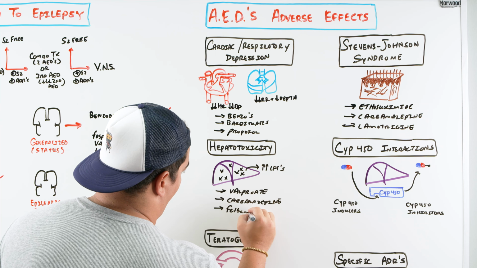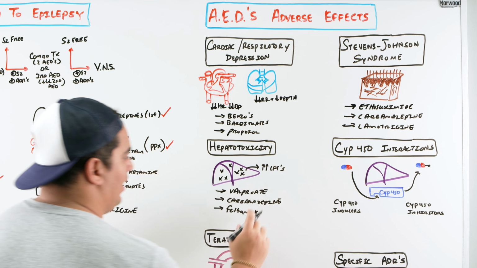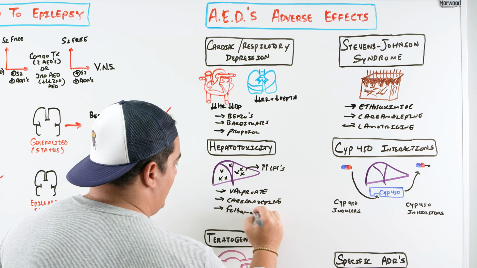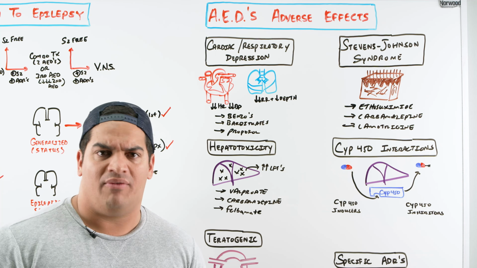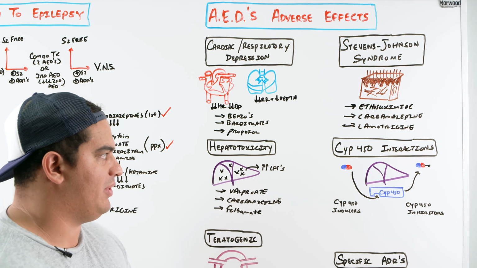And this is that really, really powerful refractory one that we can see in Lennox-Gastaut syndrome. So these are the particular ones that I want you guys to remember. To some degree, phenytoin and fosphenytoin, but nowhere near as powerful as these particular ones.